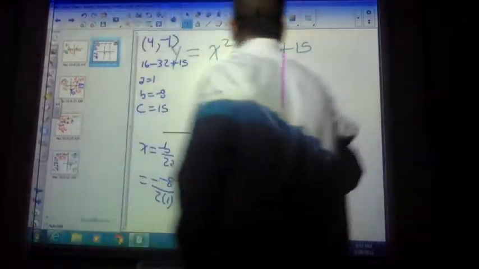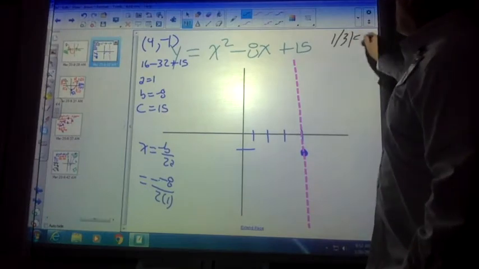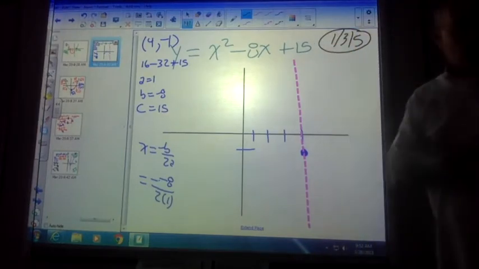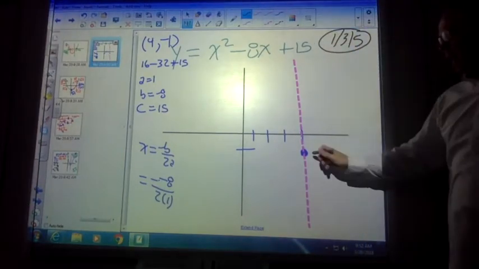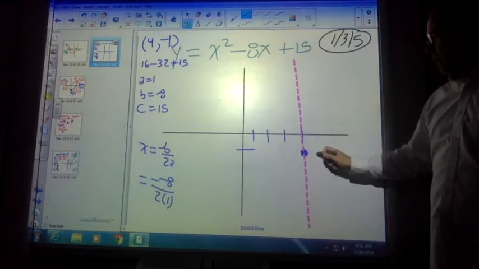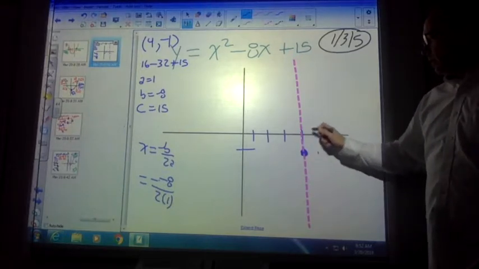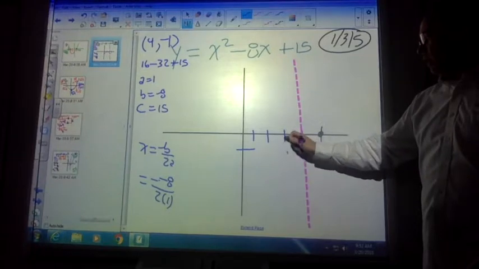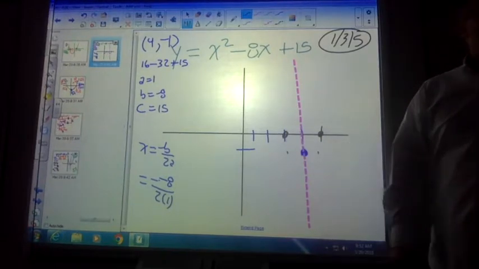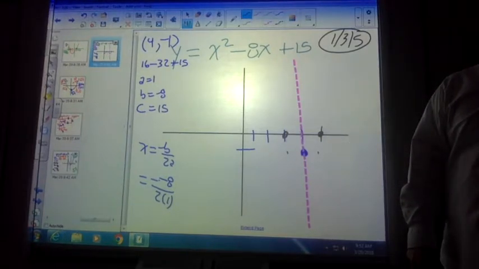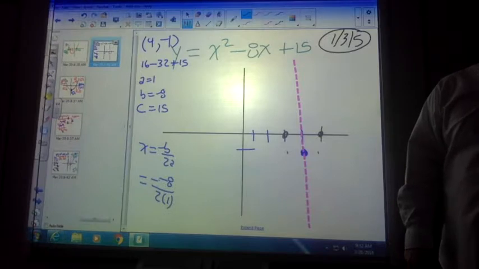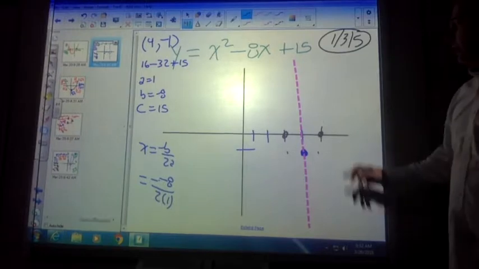Pattern graph. Ready? Pattern graph with 1, 3, 5 will work because our a value is 1 right now. Still with me? Right 1, up 1. Left 1, up 1. Oh shoot, what did I just find? Oh my gosh. Found the roots. How do I know it's the roots? It's on the x-axis. Okay?